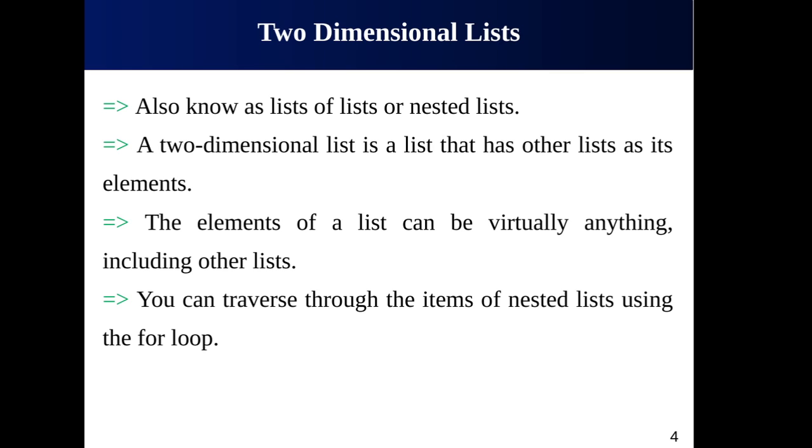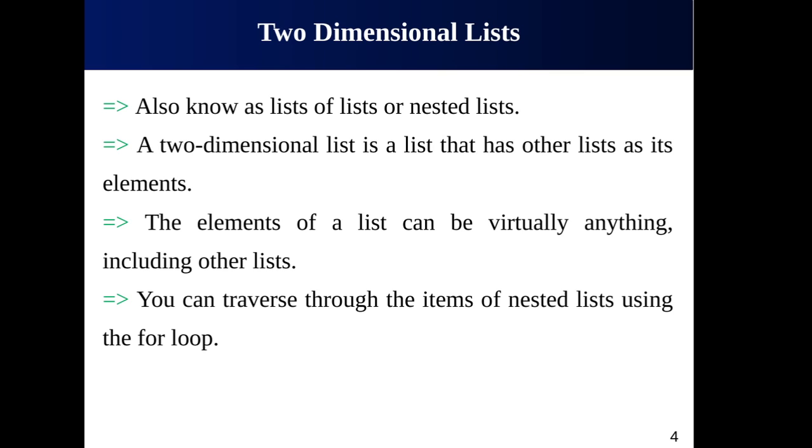Now the first question is, what is actually a two-dimensional list? The two-dimensional list is also known as a nested list or list of lists. As we are already familiar with the word nested, we have seen it in nested for loops and nested if-else statements. In a similar way, a nested list is like a list inside another list. If you place a list inside another list, then it is referred to as a two-dimensional list.